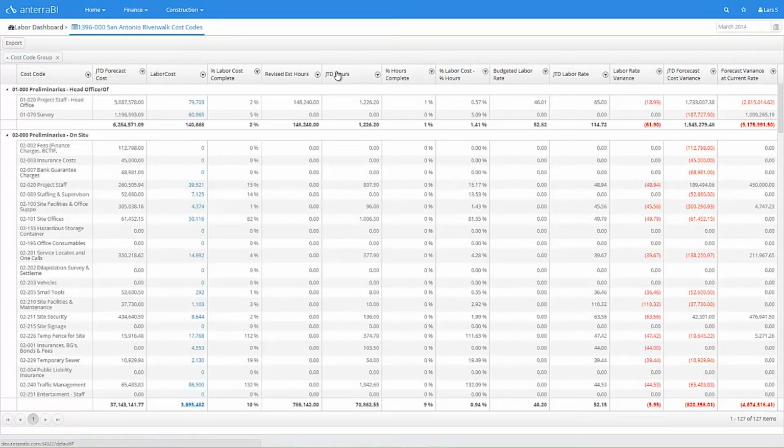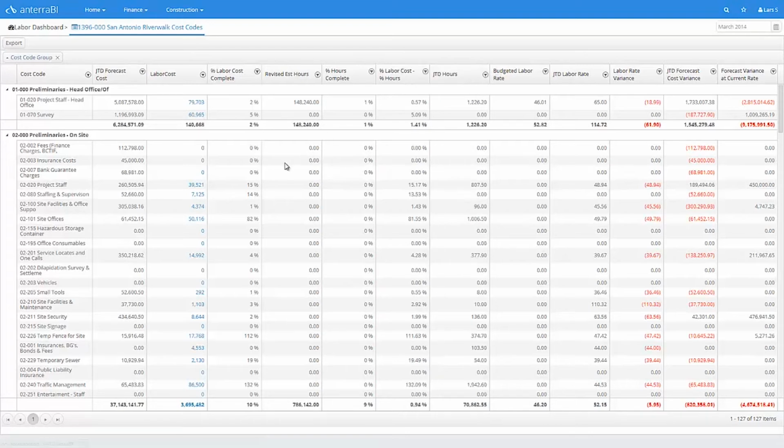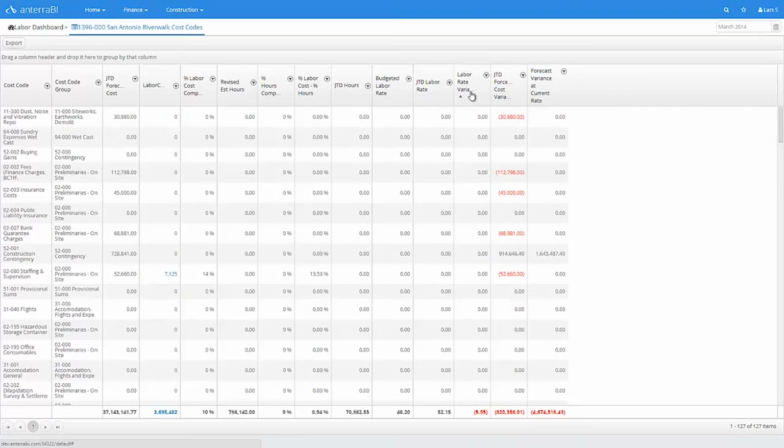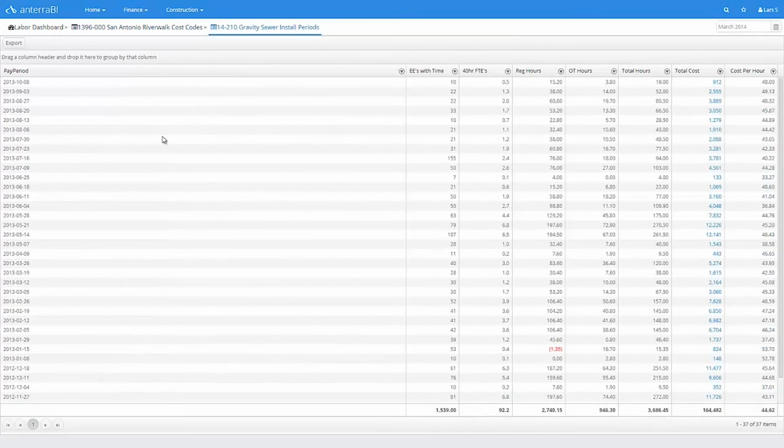All of our grids can be sorted, pivoted, and exported to Excel. To find the biggest labor rate variances, let's remove the divisional cost code grouping, then sort by the largest labor rate variance. Let's drill into the sewer install, which has a $19.75 variance.